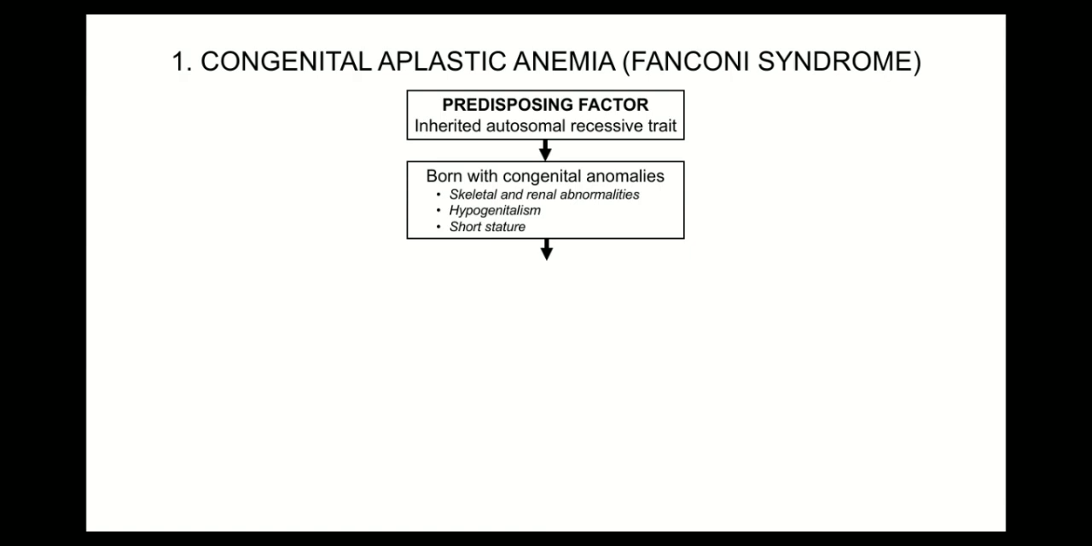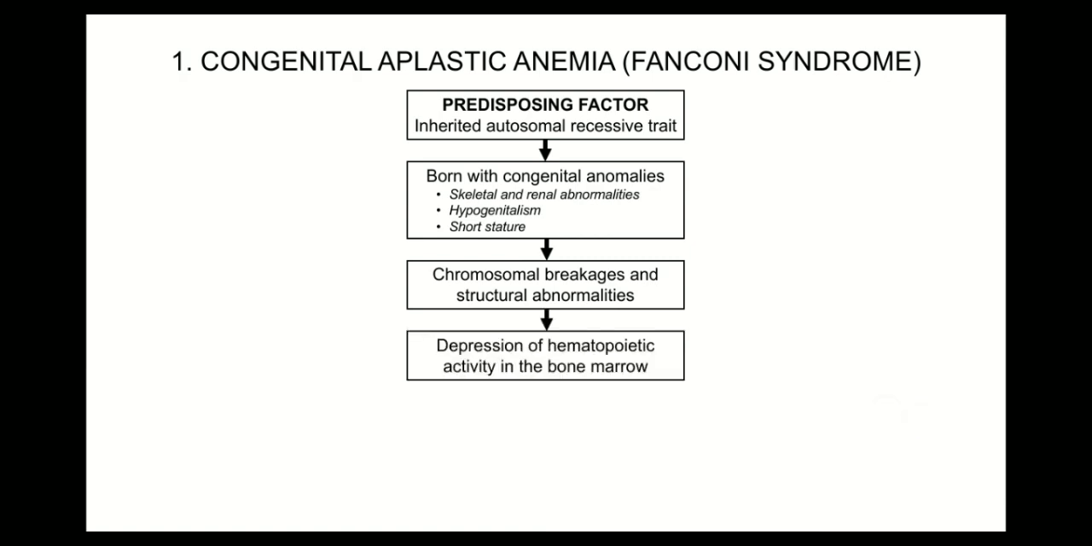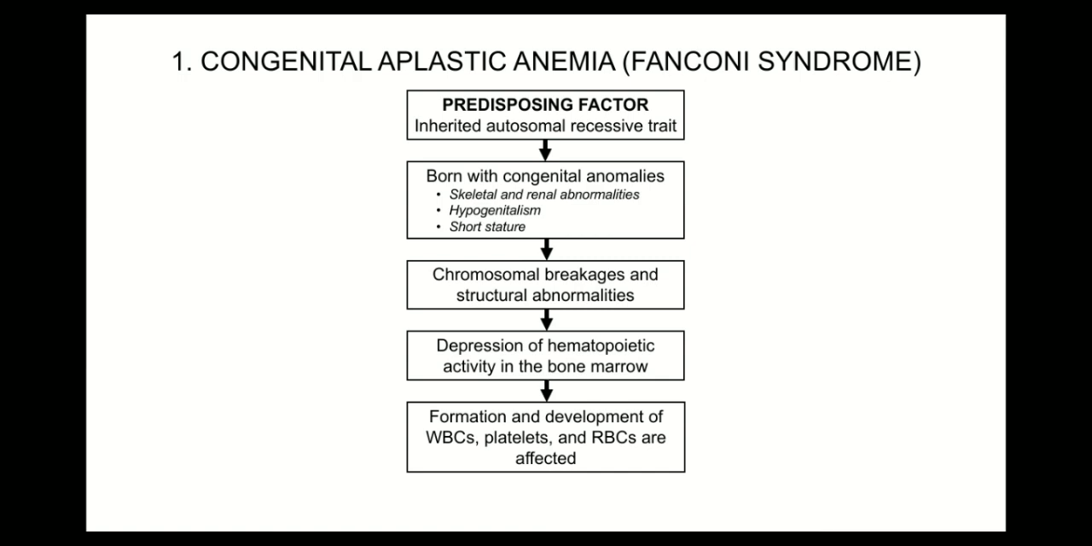When the child inherits that autosomal recessive trait, there will be chromosomal breakages. So that is the reason for the depression of hematopoietic activity in the bone marrow of the child. If there is depression of hematopoietic activity in the bone marrow, the formation or development of the blood elements such as white blood cells, red blood cells, and platelets will be affected.